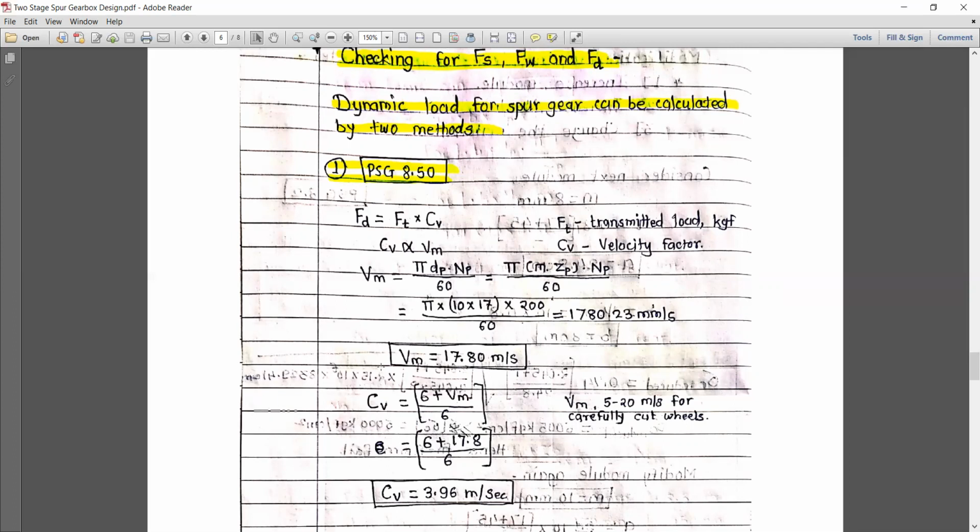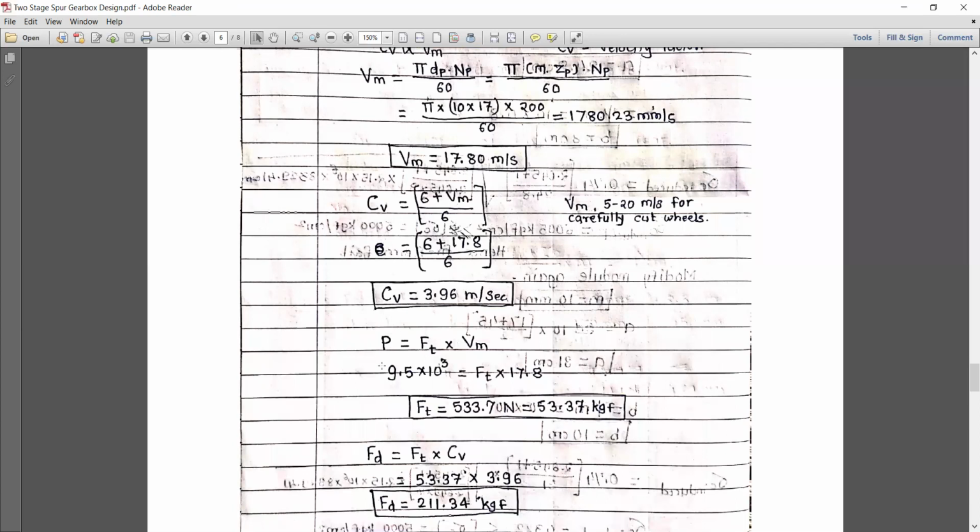So the value of Vm lies between 5 to 20 meter per second, where the gears are cut carefully. So Cv is equal to (6 plus Vm) divided by 6. Putting the value of Vm, what you get? Cv is equal to 3.96. Now you can calculate the value of Ft. Now P we know, 9.5 into 10 raised to 3 is equal to Ft into Vm.